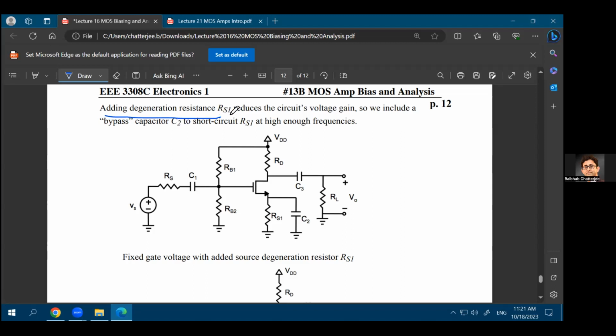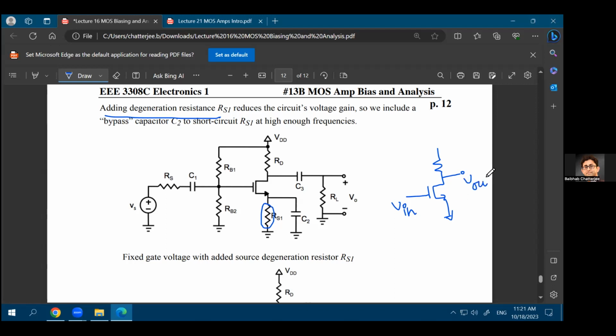That will be in Friday's lecture. But adding a degeneration resistance, this RS1, will reduce the circuit's voltage gain. We'll eventually see that. Earlier, in the previous lecture, we have already proved this: if you have a resistance connected at the drain, and if this is your circuit where you're applying your input voltage over here, let's say that's your AC input. I'm not drawing the coupling capacitances or any kind of DC biasing resistances here, but let's just assume they are all there. We just want to know what is the AC input and what is the AC output.